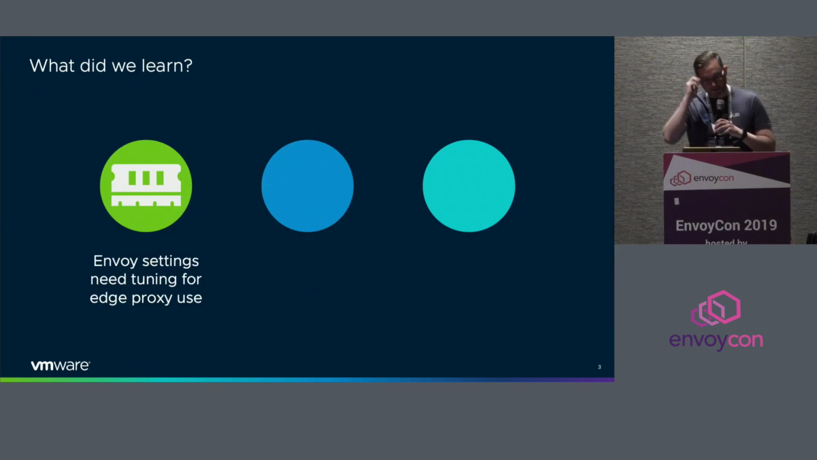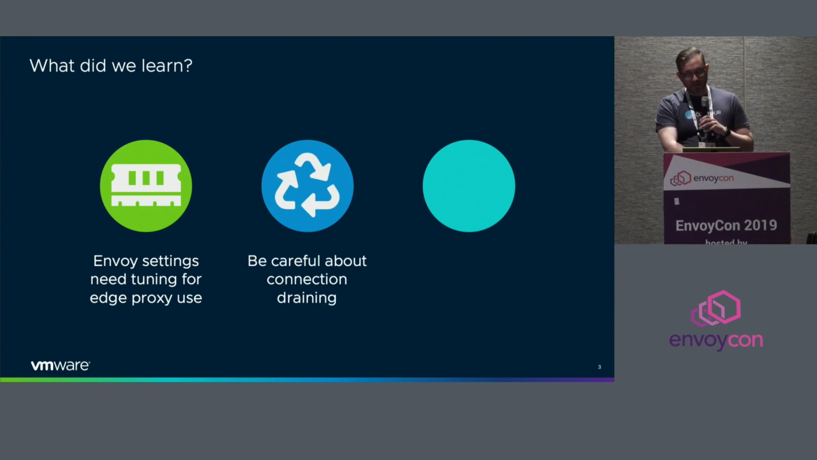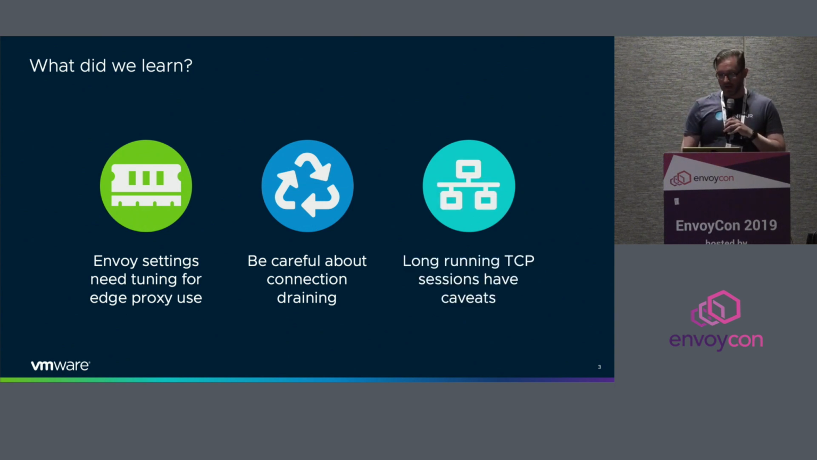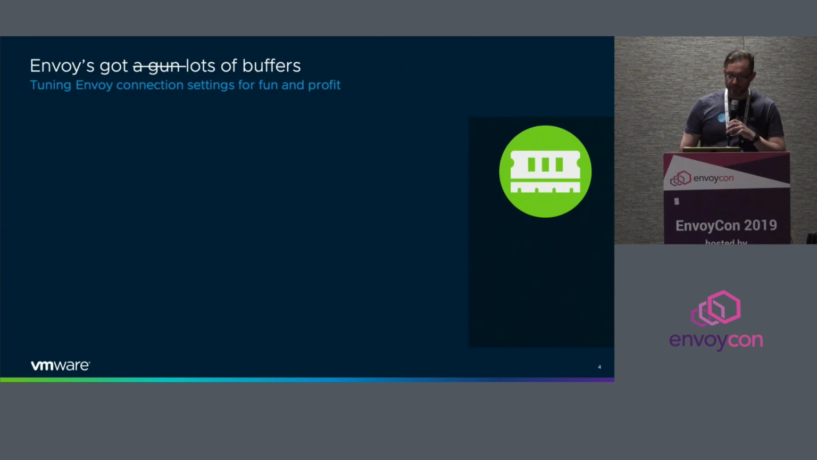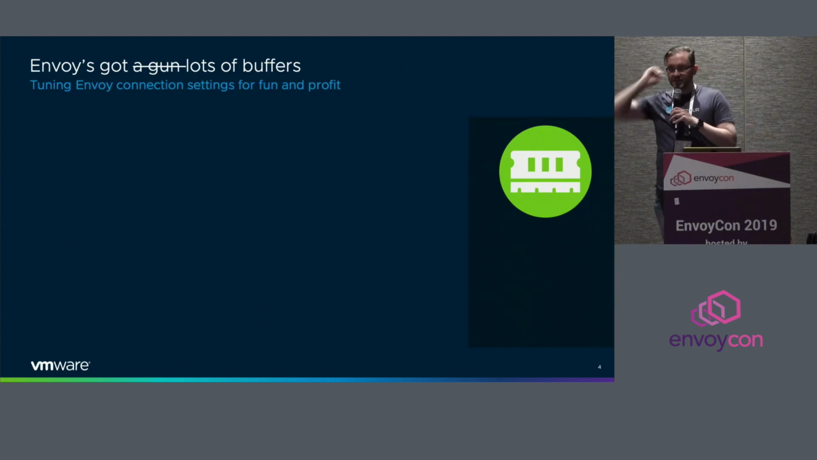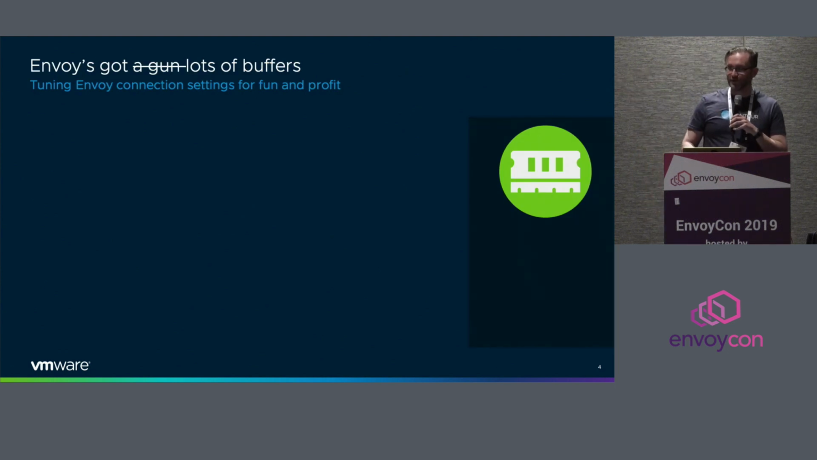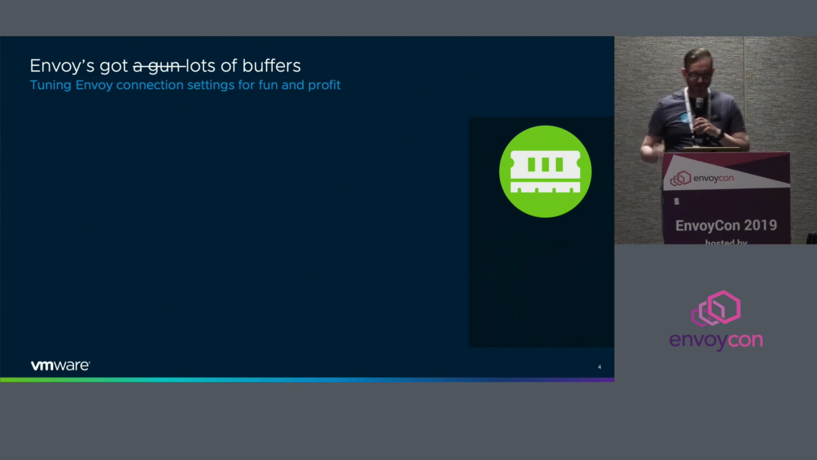Some settings need tuning for edge proxy use. Being careful about connection draining is far more important when you've got long-lived proxies that are processing a lot of different connections. And leaving your TCP sessions running for a long time can have some big caveats that can be really weird. Okay, so Envoy's got lots of buffers. Yes, there are a few 80s hair metal references in there. Please spot them and enjoy.